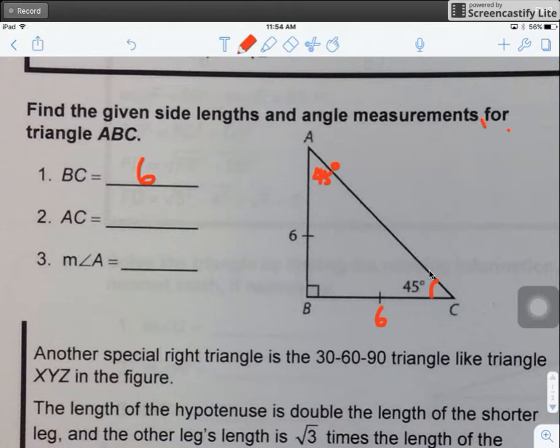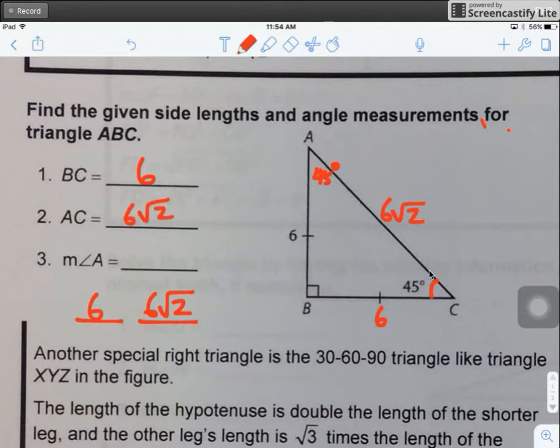And number 2, the length of AC. In a 45, 45, 90, there are 2 different lengths. The one is the leg length, which is 6, and the hypotenuse is given by the leg times radical 2. So therefore, the length of AC, which is the hypotenuse, should be 6 radical 2.